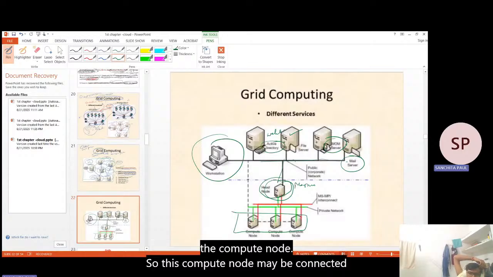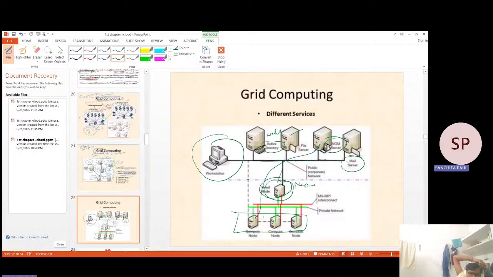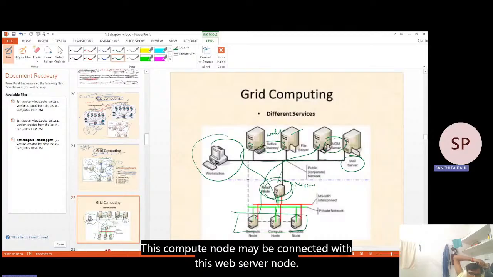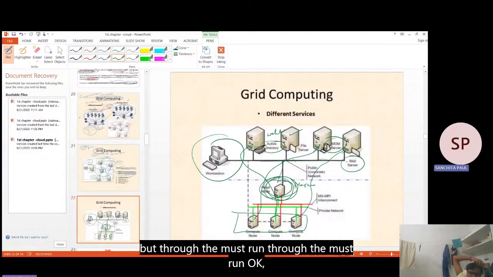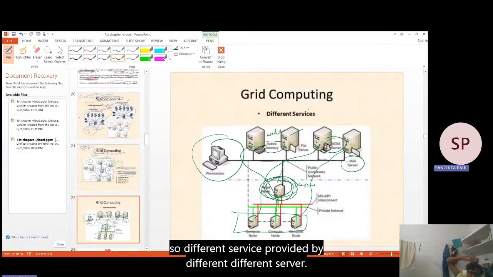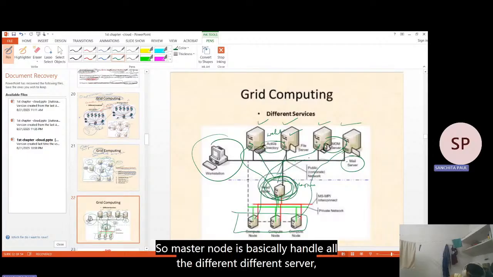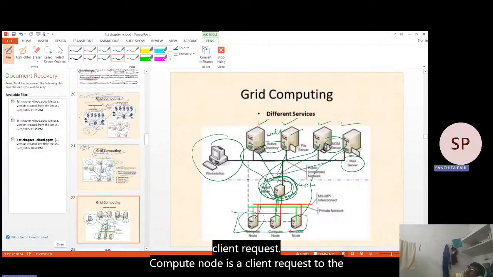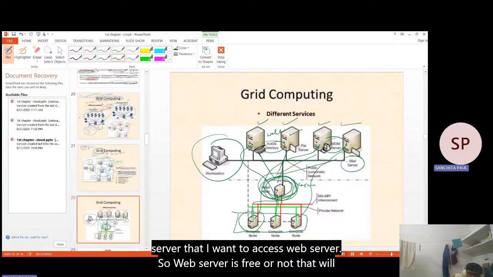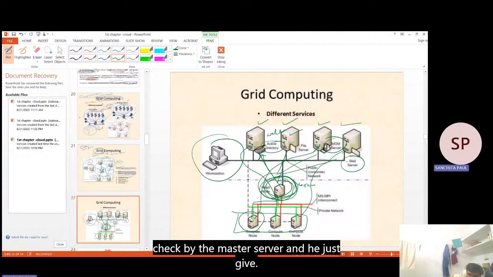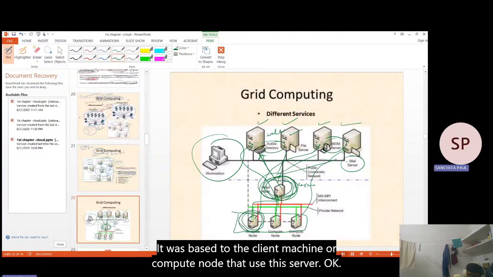So this compute node may be connected with this message oriented server, this compute node may be connected with this web server node, but through the master node. Okay, so different services are provided by different servers, these are the heterogeneous servers. So the master node basically handles all the different server and client requests. A compute node sends a client request to the server, saying I want to access the web server. The master server will check whether the web server is free or not, and it gives a space to the client machine or compute node to use this server.